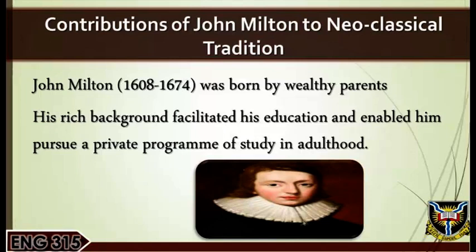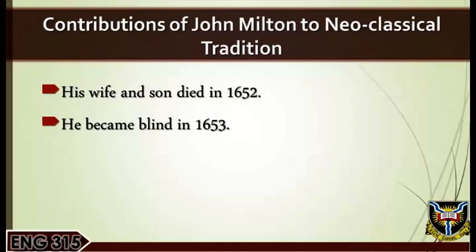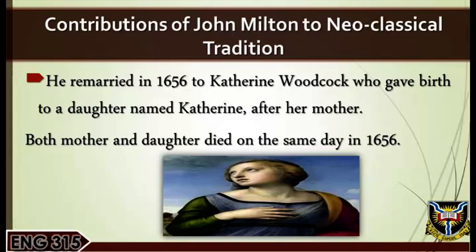John Milton, 1608 to 1674, was born to wealthy parents. His rich background facilitated his education and enabled him to pursue a private program of study in adulthood. In 1642, he married Mary Powell, who returned to her family after 6 weeks. They reconciled in 1645 and had 4 children. His wife and son died in 1652. He became blind in 1653. He remarried in 1656 to Catherine Woodcock, who gave birth to a daughter named Catherine after her mother. Both mother and daughter died on the same day in 1656.